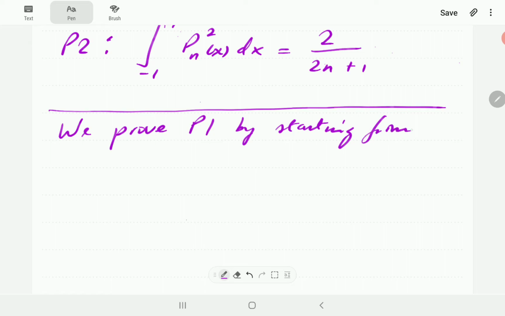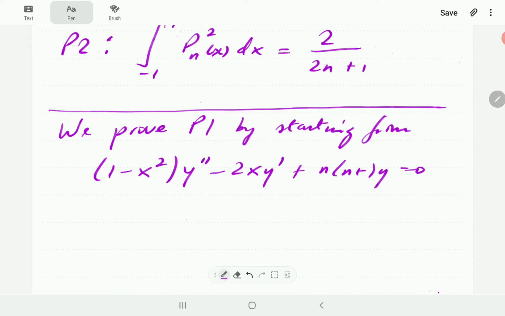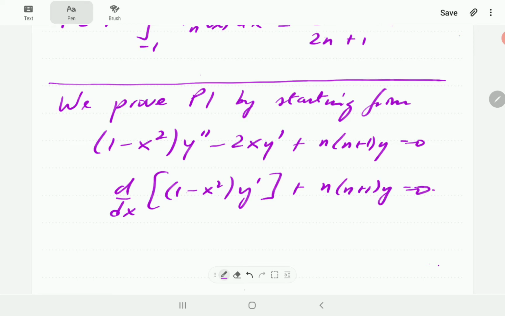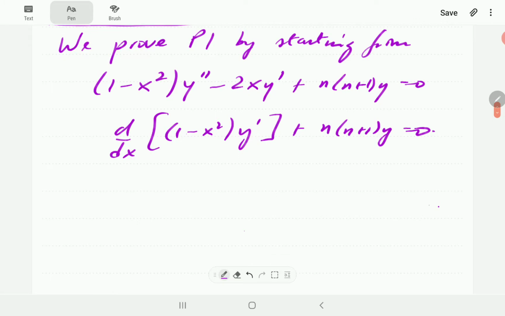So we're going to start from the Legendre differential equation, which I'm sure you'll remember: 1 minus x squared y double prime minus 2xy prime plus n into n plus 1 y equal to 0. So the solution of this ODE is just going to be Pn. Now we use the fact that the first two terms can be written as the derivative of a product. So we're going to write that ODE like that.